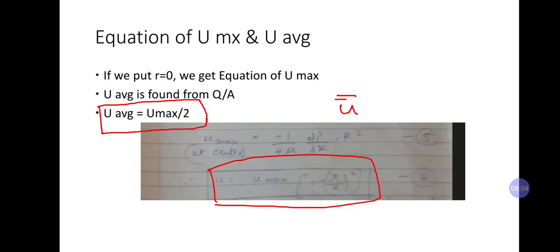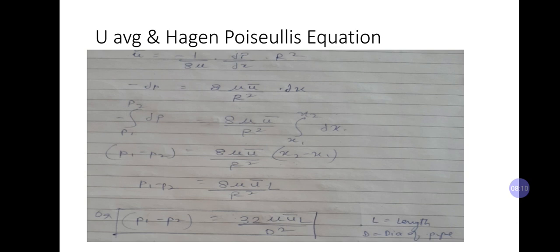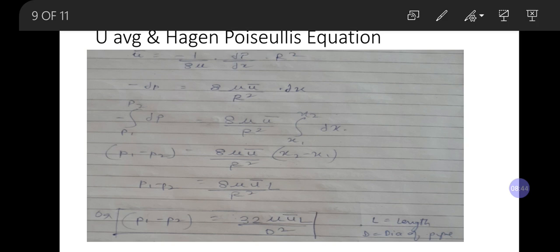Okay, so u max is known to us. If I take u max by 2, then I'll get u bar. So u bar becomes minus 1 upon 8 mu del p by del x R square. From this I can find out the pressure difference. So minus del p is equal to 8 mu u bar upon R square into del x. And if I integrate it from p1 to p2, that is from one position to the second position, and for some length x1 to x2, I can derive p1 minus p2 is equal to 8 mu u bar L upon R square, where x2 minus x1 is taken as the length of the pipe.